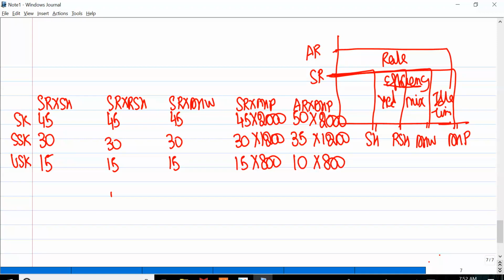When it comes to actual hours worked, it's going to be 1,900, 1,140 and 760. Any doubts on this? Anybody has any doubts on this? Clear? Can we proceed? Any doubts on this?